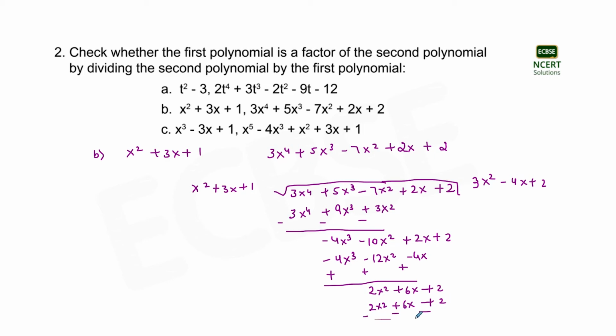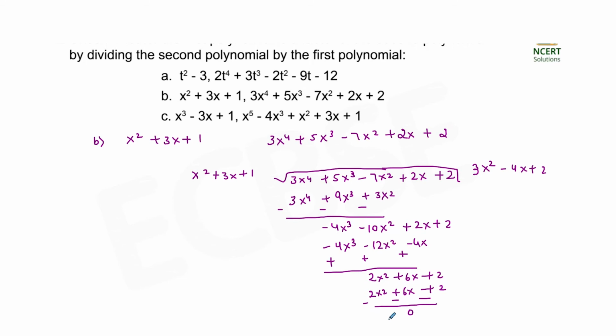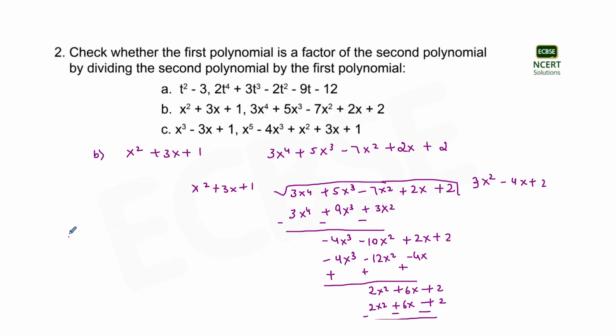And changing the sign, these three terms will cancel out each other, so 0 will be obtained as a remainder. So we can write the remainder is equal to 0. What it signifies is x square plus 3x plus 1 is a factor of 3x raised to power 4 plus 5x raised to power 3 minus 7x square plus 2x plus 2.